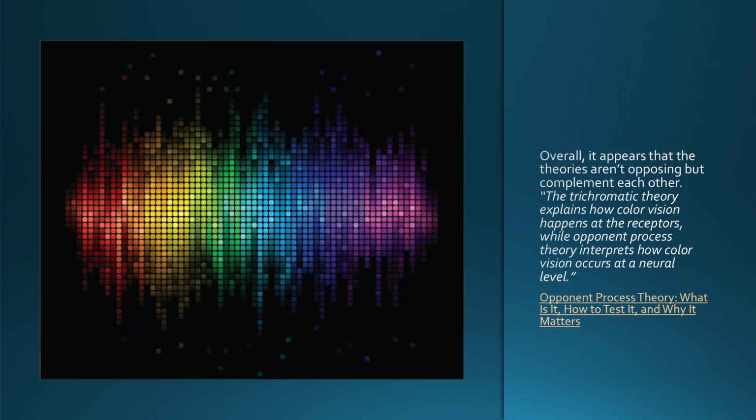Overall, it appears that the theories aren't really opposing, but complement each other. The trichromatic theory explains how color vision happens at the receptors, that we only see those three colors and then they combine to make every other color, while the opponent process theory interprets how color vision occurs at a neural level in the brain.